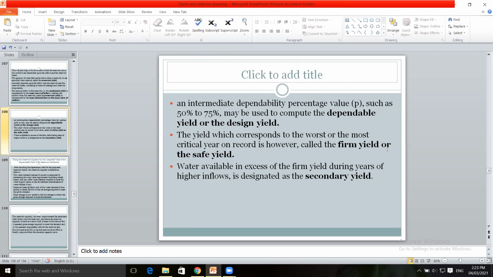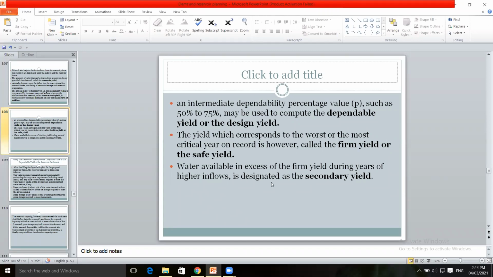Then another one, firm yield or safe yield. The yield which corresponds to the worst or the most critical year on record is called firm yield or safe yield. So that yield is the safe yield. The yield which corresponds to the most critical year on record, the worst year, is called firm yield or safe yield.